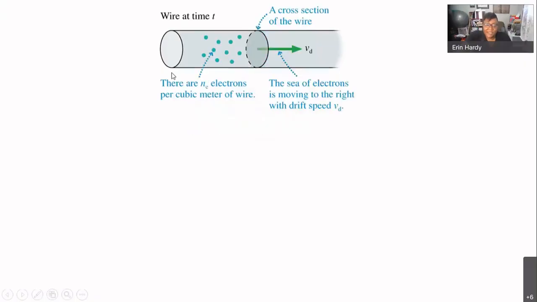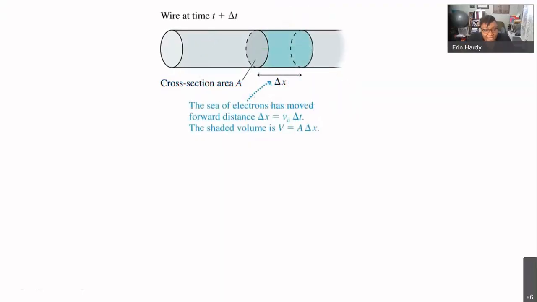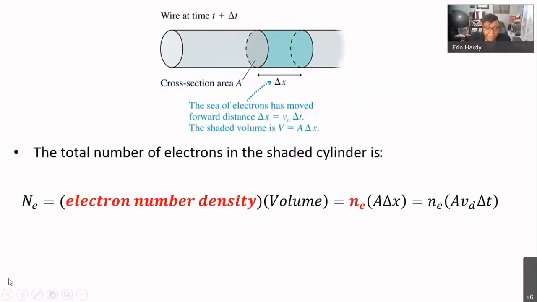So if this is our t initial, or t0, at the beginning of this scenario, after we let some delta t elapse, a certain number of electrons have moved through that displacement. And we can use that to figure out the number of electrons that have actually moved through that section.